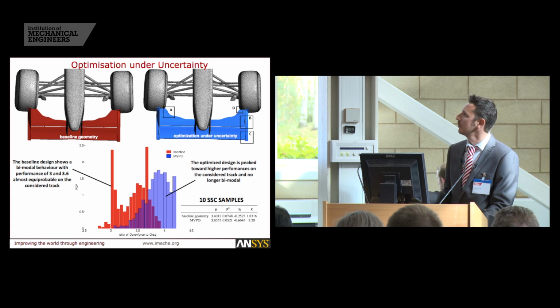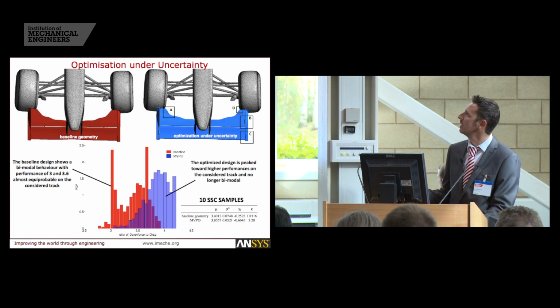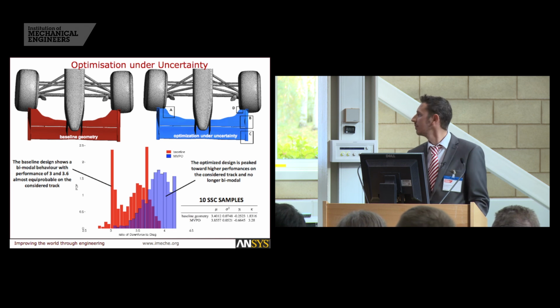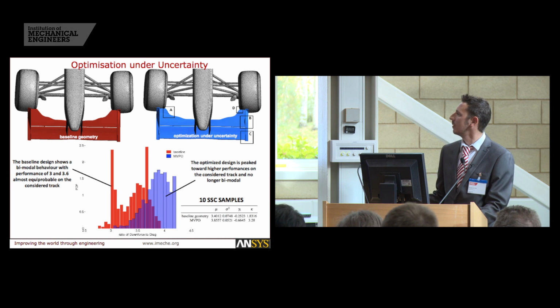So finalising this example case with the adjoint, we started with the baseline geometry shown on the left-hand side. We had this bimodal behaviour in terms of the density function on the output in terms of downforce to drag ratio. And then with the optimised design, primarily modifications are in these particular regions. We have this density function which is produced, which represents an improved modification for that particular track. And that was done using 10 sample points.